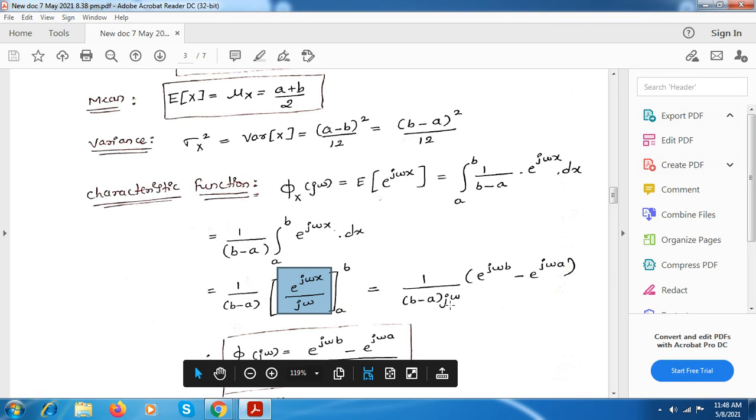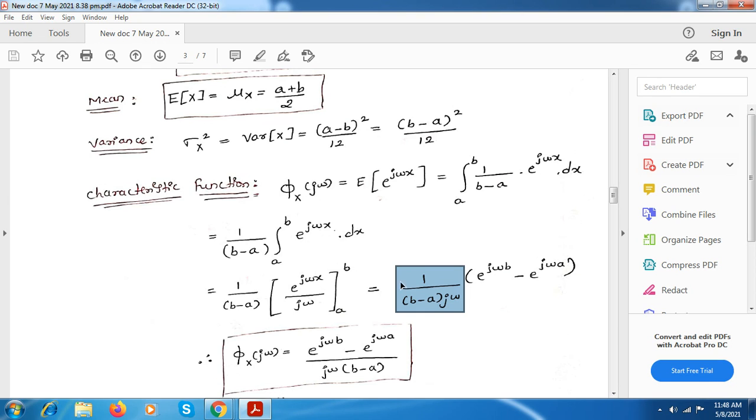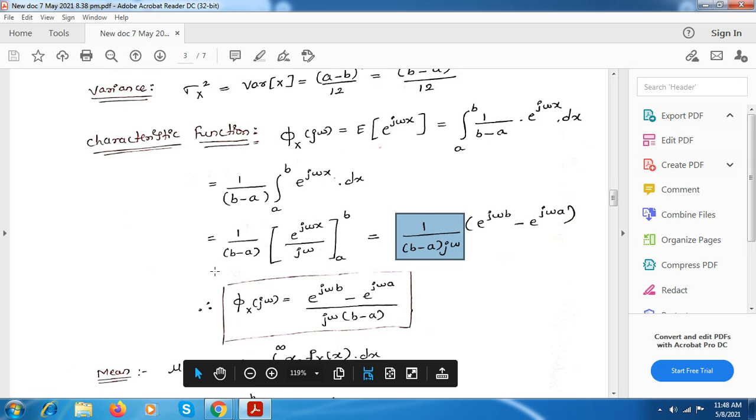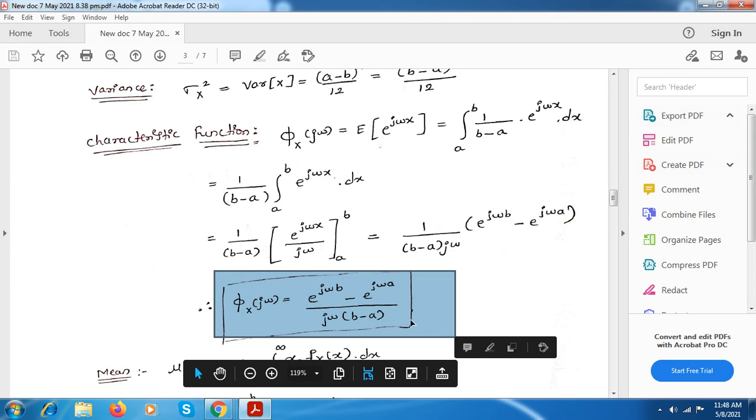If you take this as constant, you take this also outside and then put only the upper limit and lower limit here in the place of x. So if you put upper limit, that is e raised to j omega b, and minus the lower limit e raised to j omega a. So here this is the characteristic function for the uniform distribution. That is phi x of j omega is equal to e raised to j omega b minus e raised to j omega a divided by j omega into b minus a. So just take down this equation.